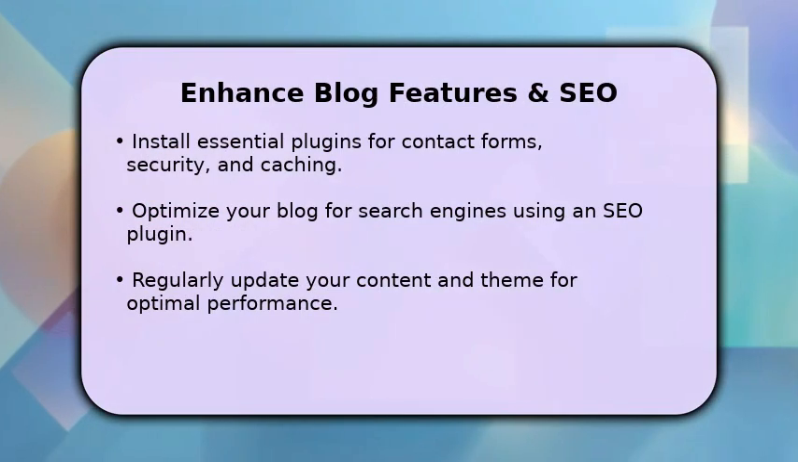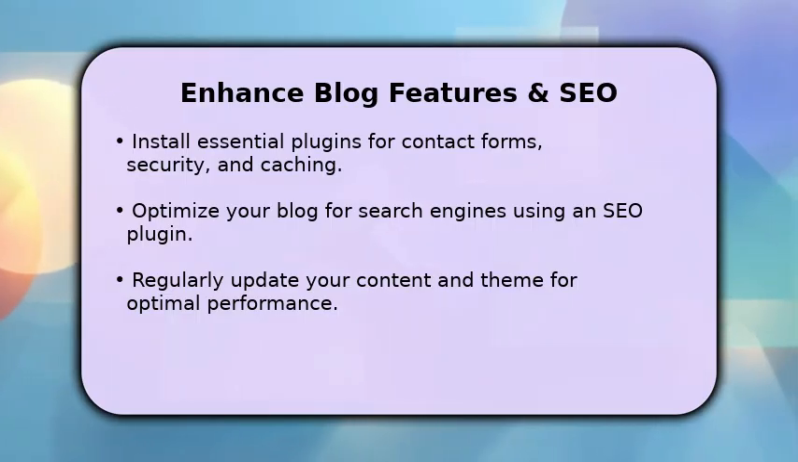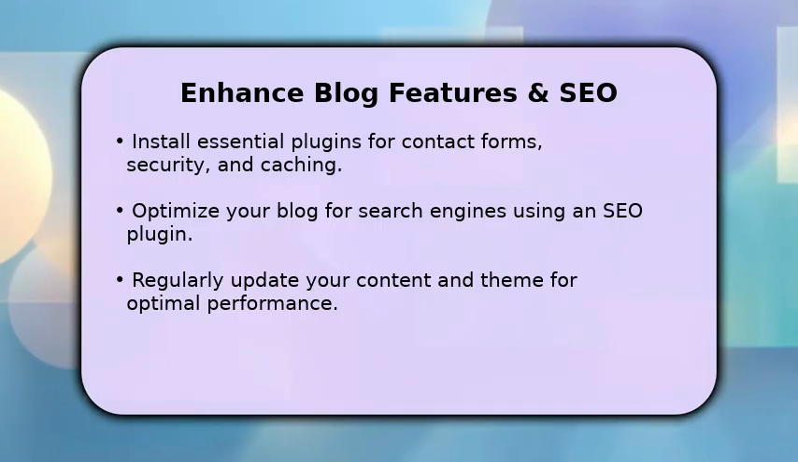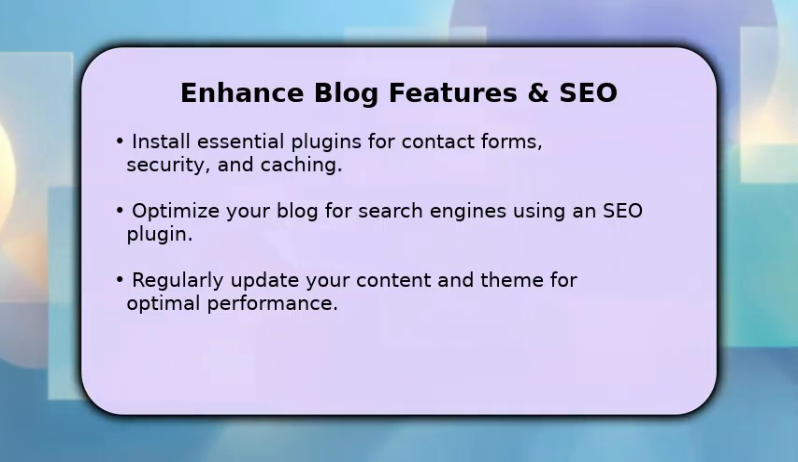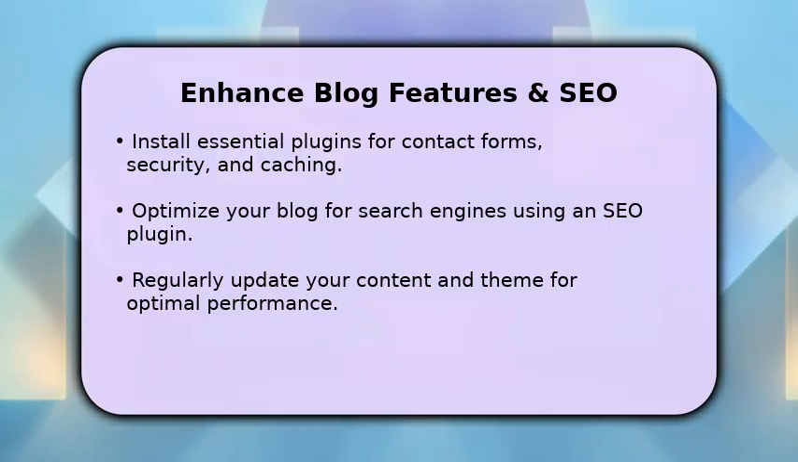To ensure your blog thrives, consider adding key functionalities. Install plugins for features like contact forms, robust security, and caching to speed up your site. An SEO plugin is crucial for optimizing your posts with meta descriptions and keywords, helping search engines discover your content. Finally, consistently update your WordPress core, Astra theme, and all plugins to maintain security and peak performance.